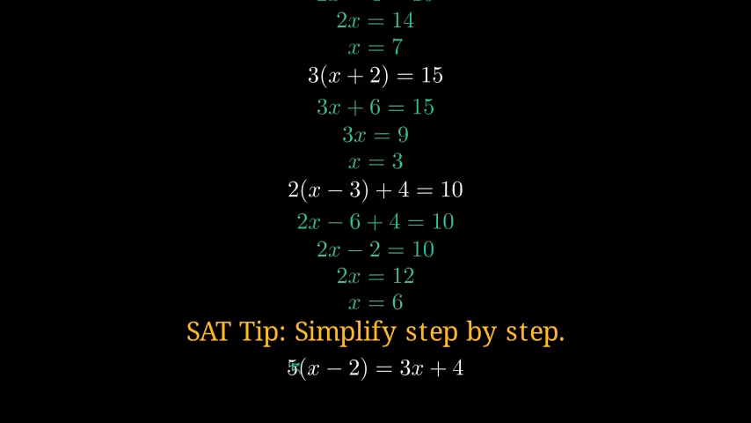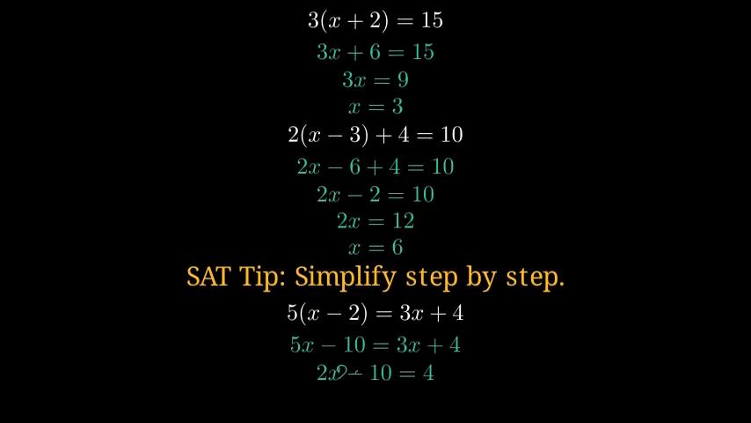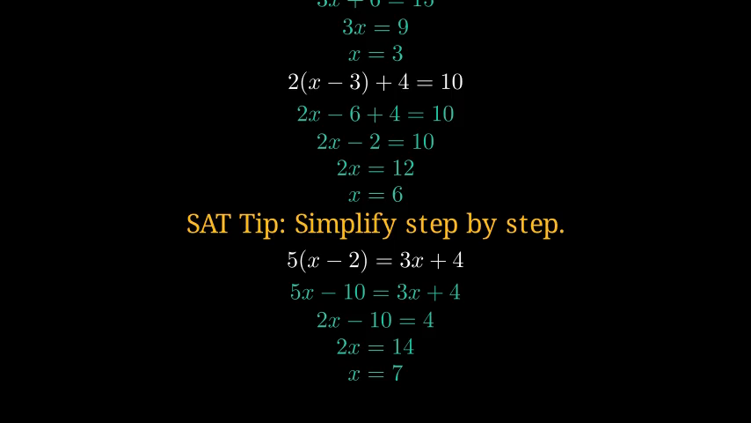Pause and solve. Solution. Distribute to get 5x minus 10 equals 3x plus 4. Subtract 3x. 2x minus 10 equals 4. Add 10. 2x equals 14. Divide. x equals 7. So how did you do?